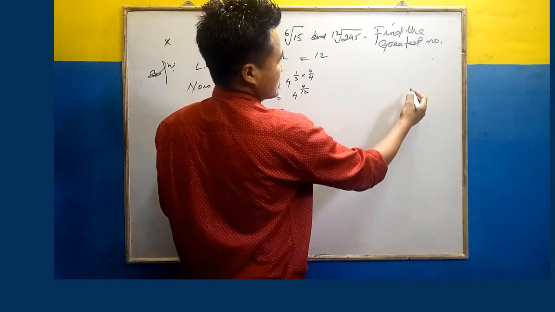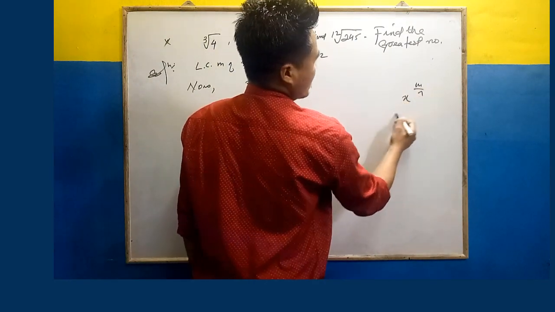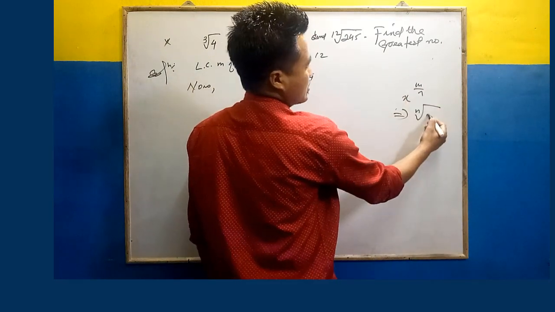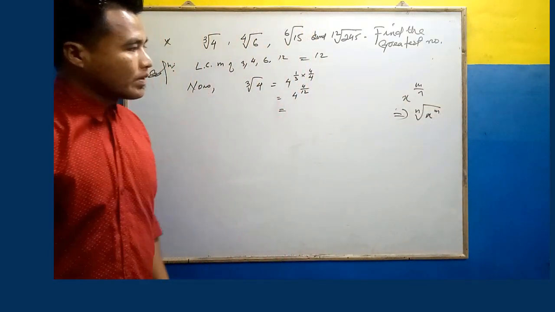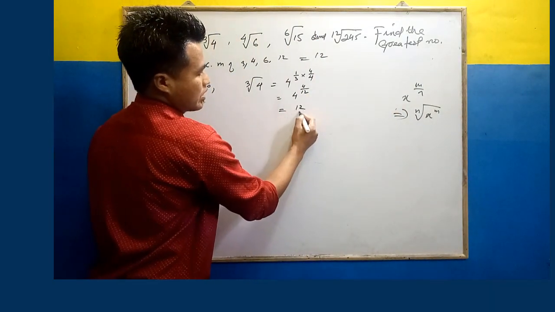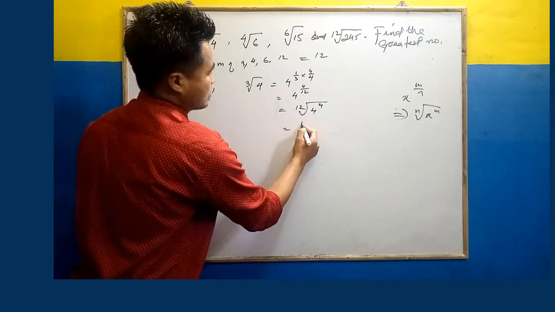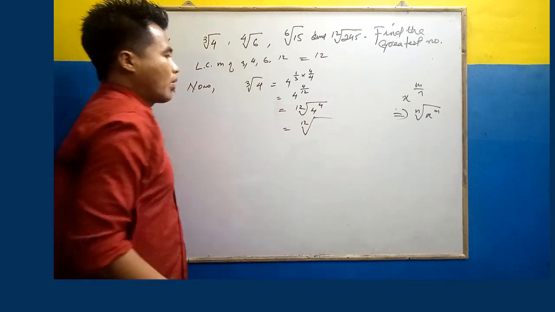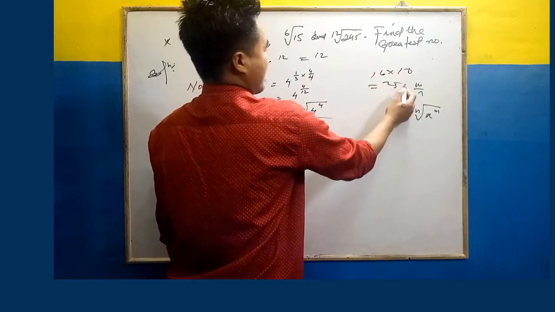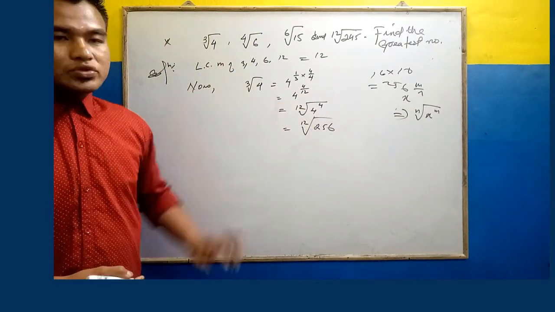When it comes to this, never forget x to the power m by n. If you want to write this in radical form, it will come like this: n root x to the power m. Okay, n root x to the power m. So that means this will be 12 root of 4 to the power 4, which is equal to 12 root of 4 to the power 4. 4 fours are 16, 16 squared is 256. So this can be written as 12 root 256.